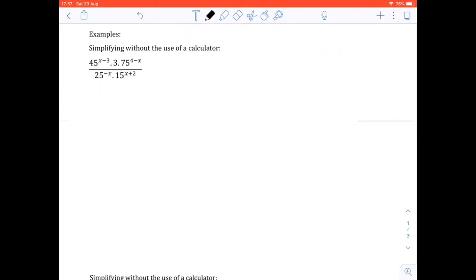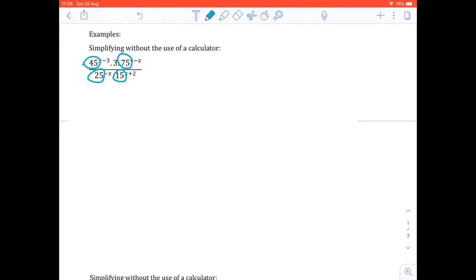So here we have: simplify the following without using a calculator. This is the same kind of instruction you would see in a test. So let's start. The first step is that we have to prime factorize any numbers that aren't already prime factors. So in this particular sum, 45, 75, 25 and 15 all need to be put into their prime factor bases.